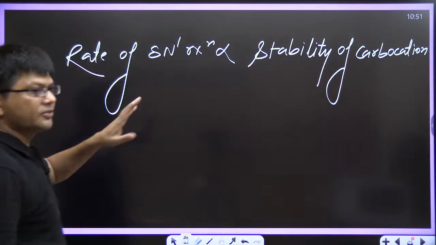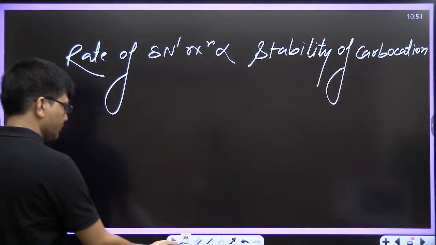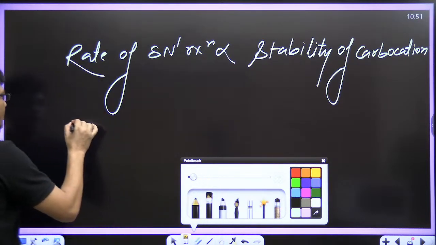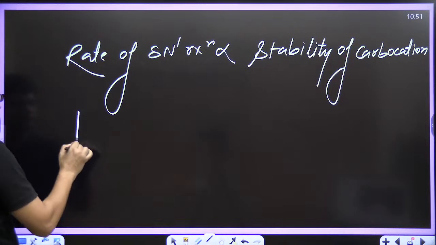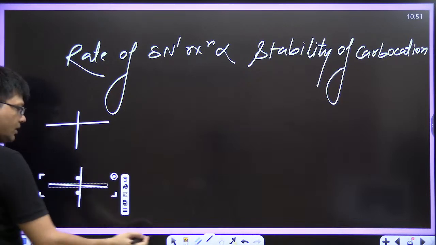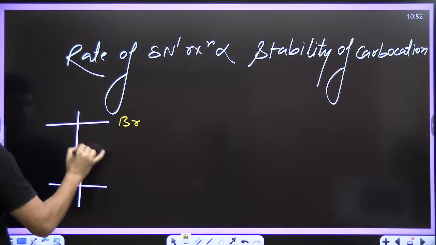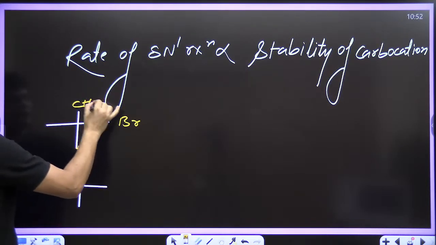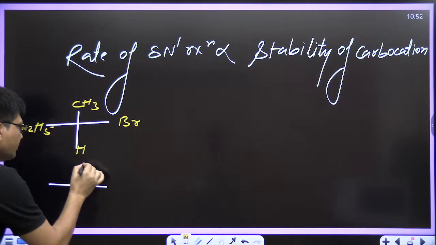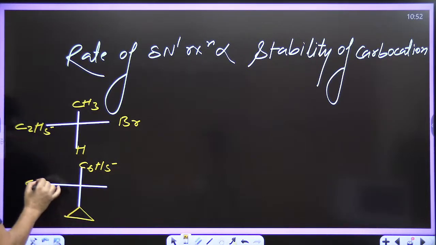We have studied this thing everywhere, but we are not able to understand how and why. Just try to understand. Let me take 2 examples. One example like this. This is the first example. This is the second example. In the first example, let us suppose here we have got bromide, here we got hydrogen, here we got methyl, and here we got ethyl. And in the second example, here we got C6H5, here we got the cyclopropyl, here we got methyl.